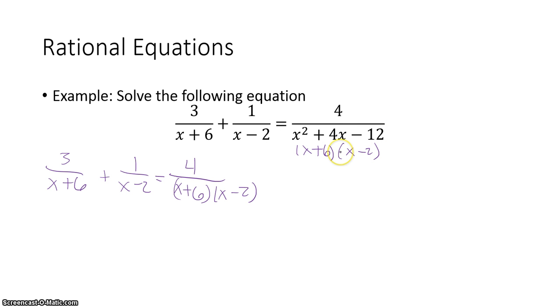Now, one thing we want to note is that after solving this equation, we want x equals a number or more than one number. But we also need to note that x cannot be minus 6 and nor can x be 2. So when we get to an answer, if we get x equals minus 6 or x equals 2, that will not be a part of the solution set.